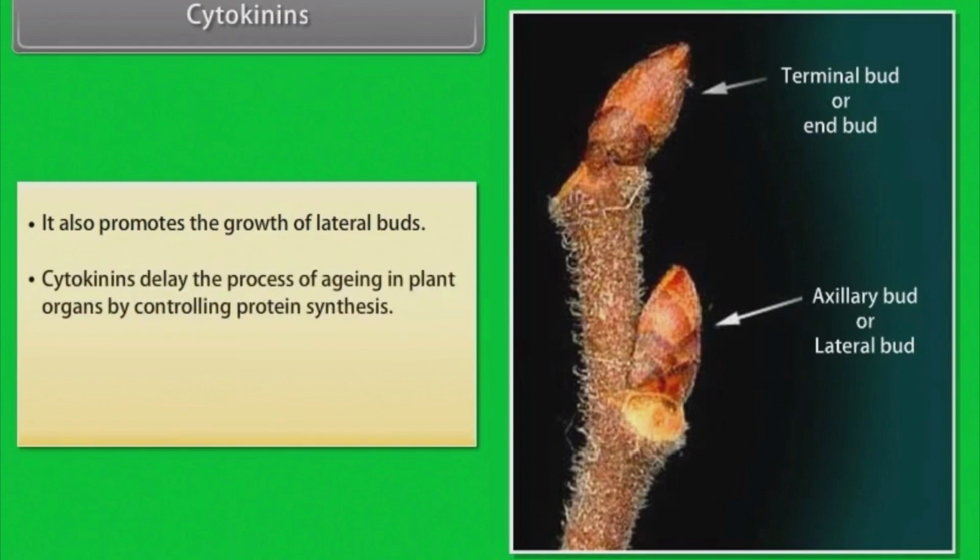Cytokinins delay the process of aging in plant organs by controlling protein synthesis. It also helps in accumulation of salt in plant cells. Ethylene.